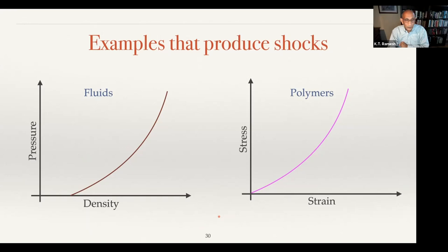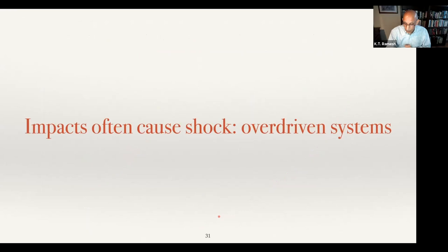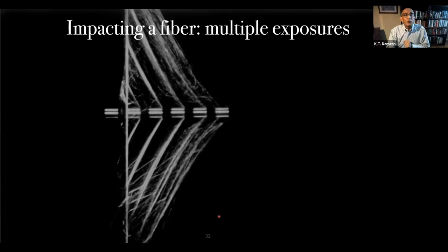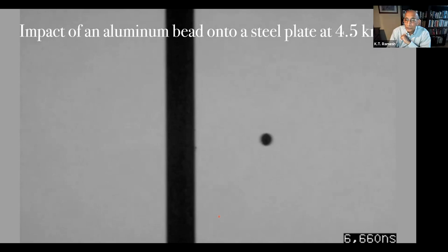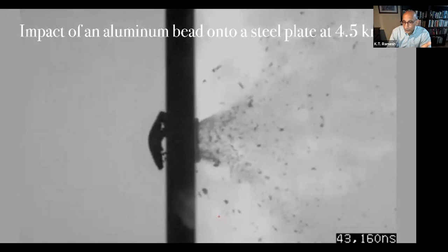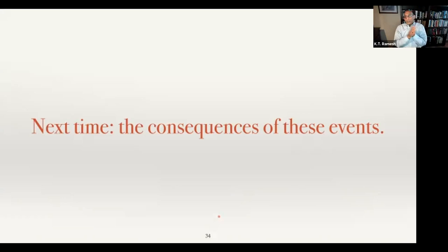All right, and you're going to see these in impacts. I don't have time to really run through these. I'm realizing I'm running slow here, but this is impact onto a single fiber. You can see how the fiber stretches out. You can get impact onto plates. In all of these cases, we're generating shocks. And in all of those cases, we're interested in the failure process. All right, so I'm going to wrap up here. So next time, we're going to focus on what happens because of a shock. Now that we know what a shock is, we're going to focus on what happens because of a shock.